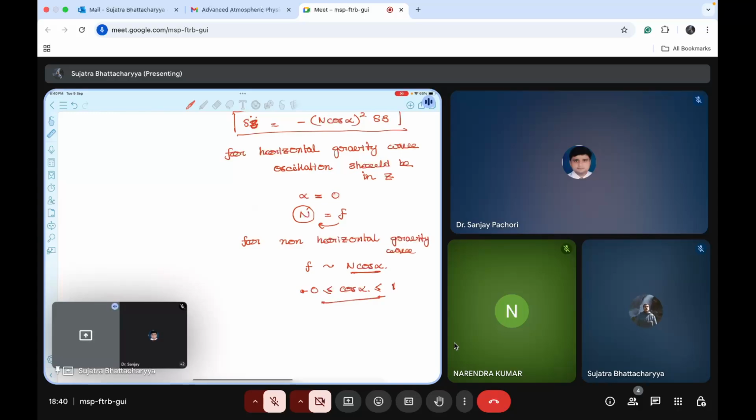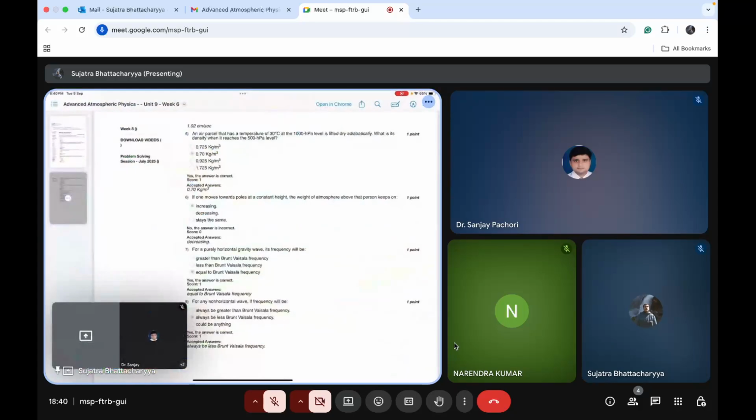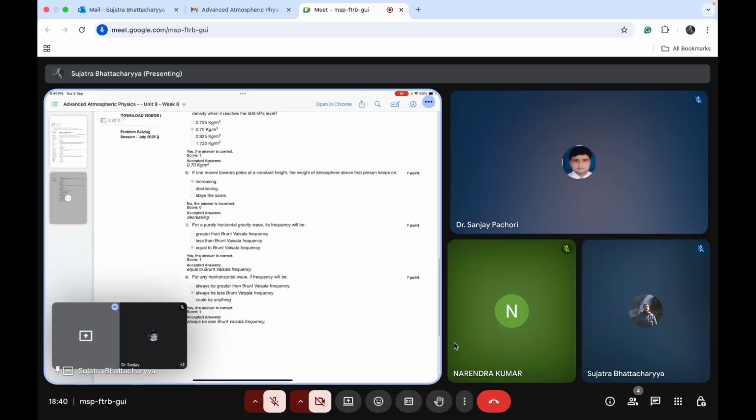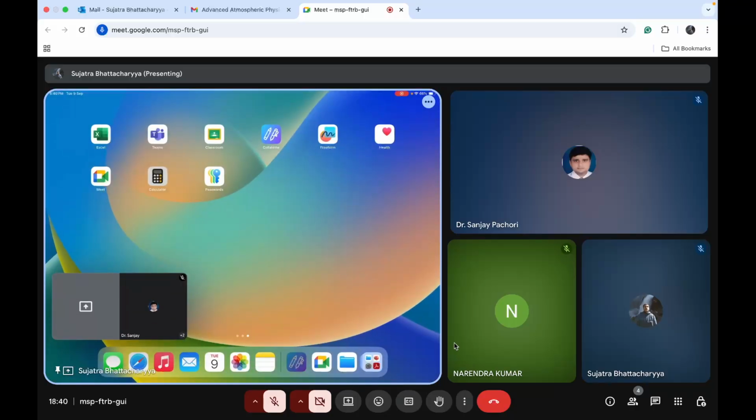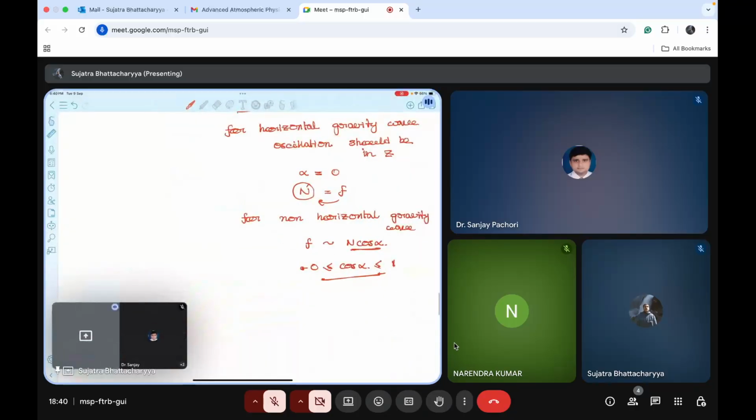So let us go there and see what the options are. For a purely horizontal gravity wave, we have seen that it is equal to the Brunt-Väisälä frequency N. And for a non-horizontal gravity wave, it should always be less than the Brunt-Väisälä frequency. If cos alpha equals 1, it is N, but otherwise it should be less than that, because the frequency is N cos alpha.